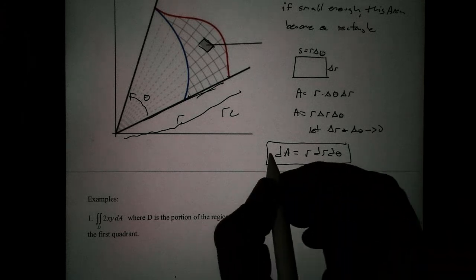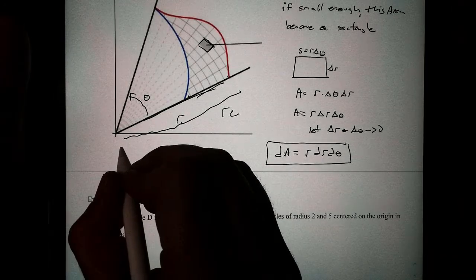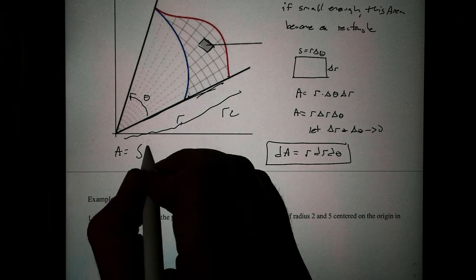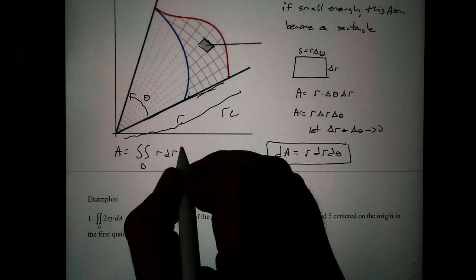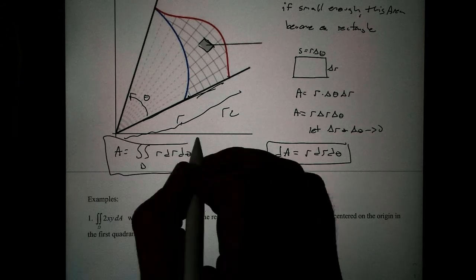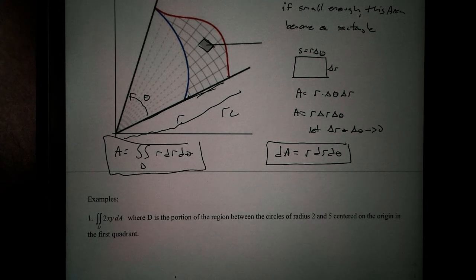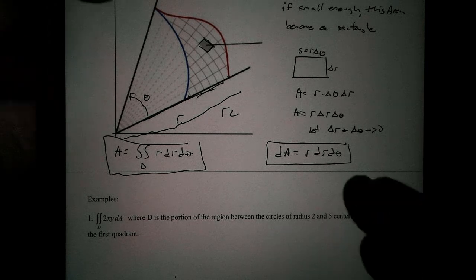So to get the area of the whole, given a domain, is going to be the integral of r dr d theta. And there's the equation for our area formula when using polar functions.